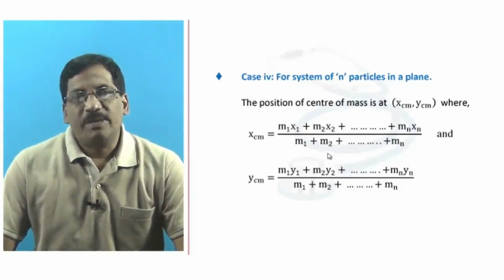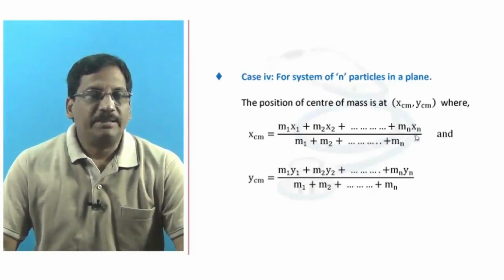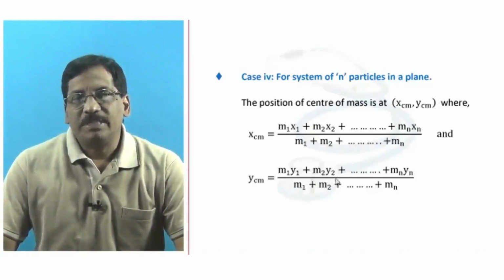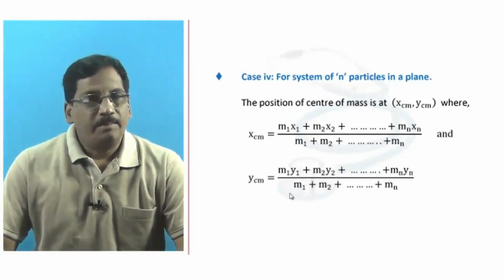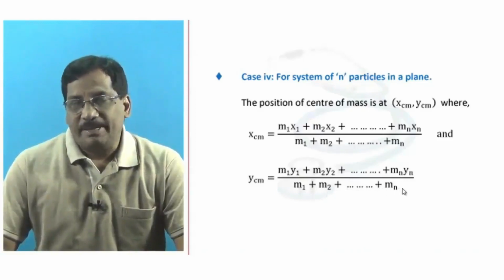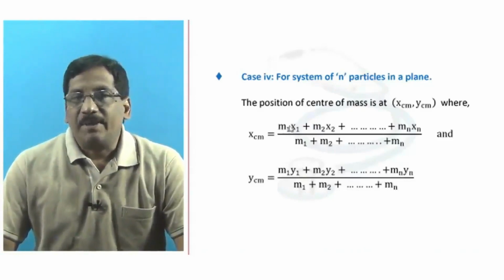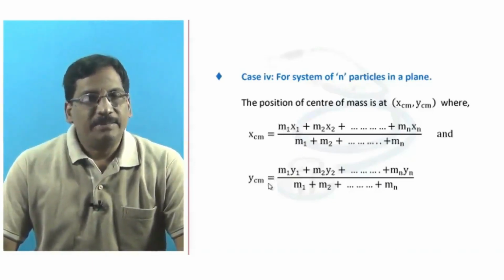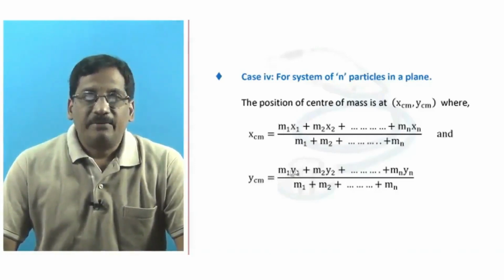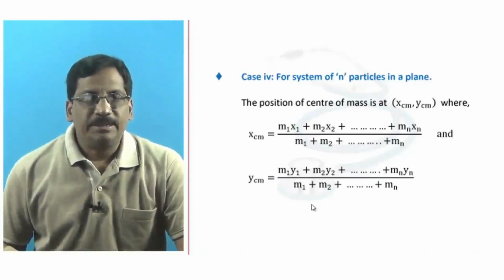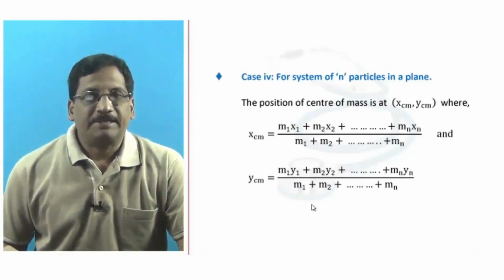So xcm equals m1 x1 plus m2 x2 and so on plus mn xn, divided by m1 plus m2 and so on plus mn, and ycm is m1 y1 plus m2 y2 and so on plus mn yn, divided by m1 plus m2 plus so on plus mn. Simply we can write this with sigma notation. XCM is sigma mi xi, i equal to 1 to n, divided by sigma mi, i equal to 1 to n. Similarly YCM is sigma mi yi, i equal to 1 to n, divided by sigma mi, i equal to 1 to n. Easy to remember and easy to express.